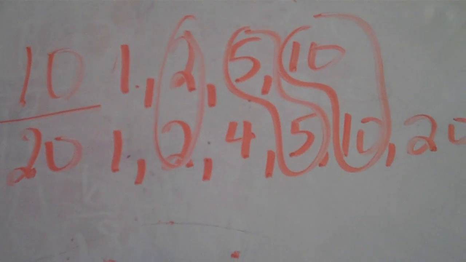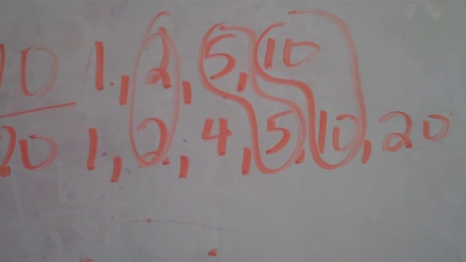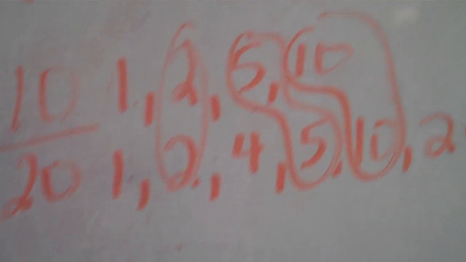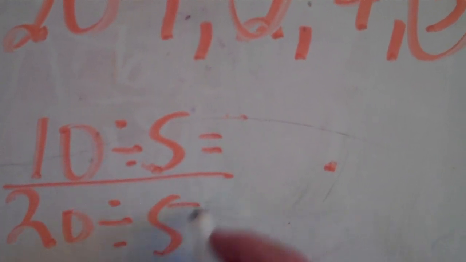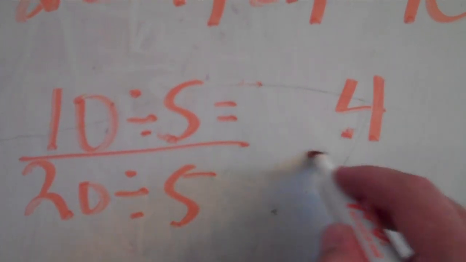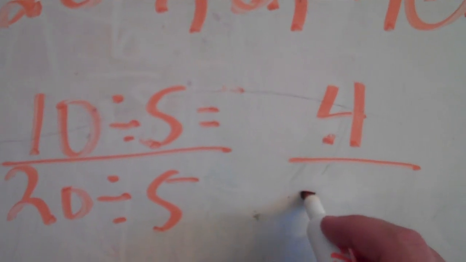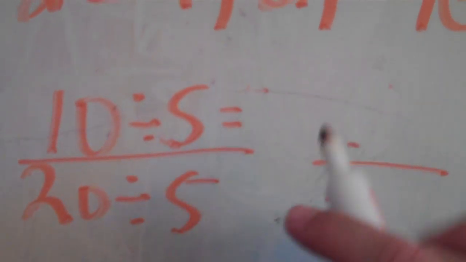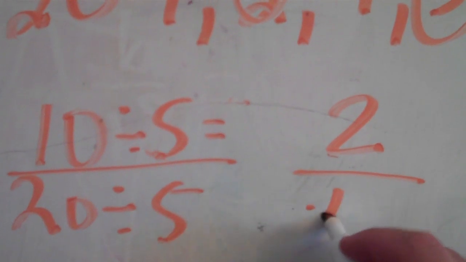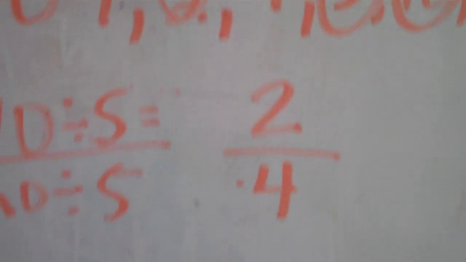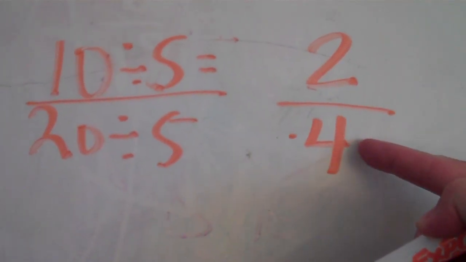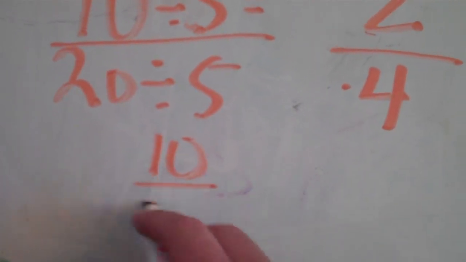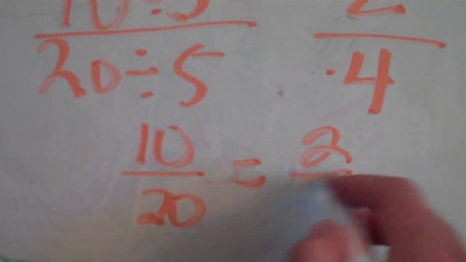So 10 and 20 share 3 common factors. Now, I can choose any of those. I think I'll pick 5. So I'm going to do 10 divided by 5 and 20 divided by 5. 10 divided by 5 equals 2. 20 divided by 5 equals 4. So after dividing, my new fraction is 2/4. 2 is the numerator, 4 the denominator. So I can write 10/20 is equivalent to 2/4.